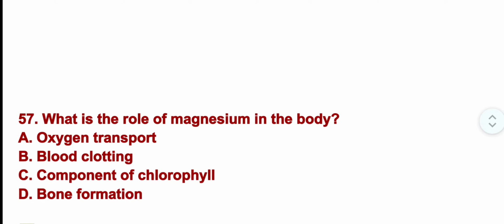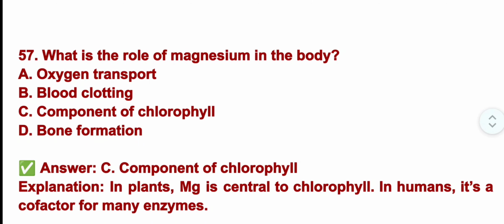Question number 57. What is the role of magnesium in the body? The correct option is option C. Component of chlorophyll. In plants, magnesium is central to chlorophyll, but in humans, it is a cofactor for many enzymes.